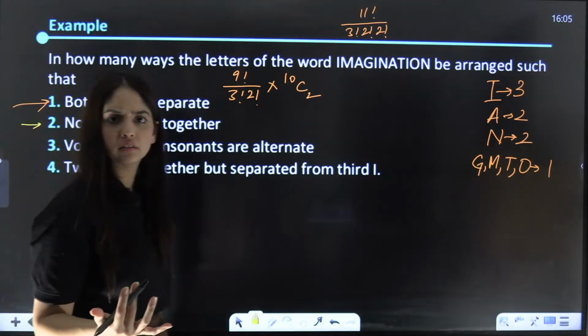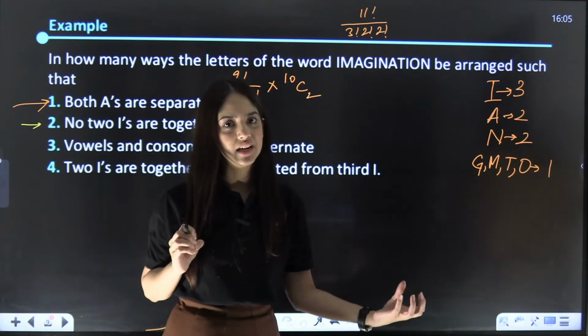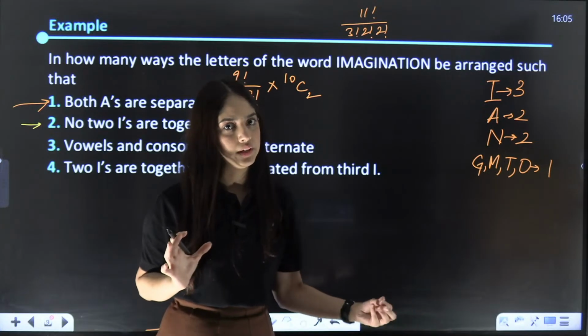Now, no 2 I's are together. That means all 3 I's are separate. What do we do then?